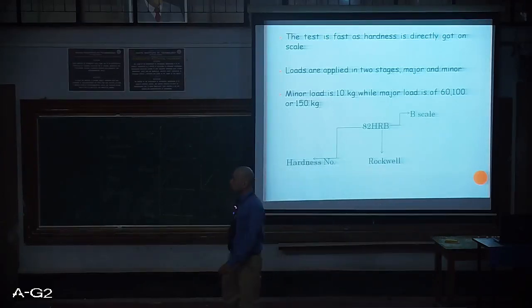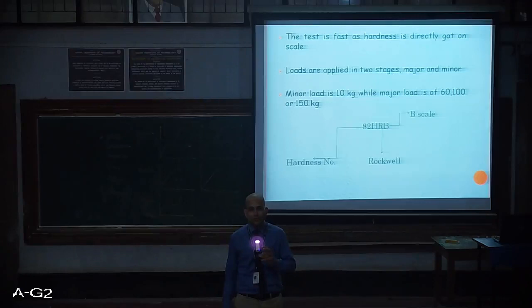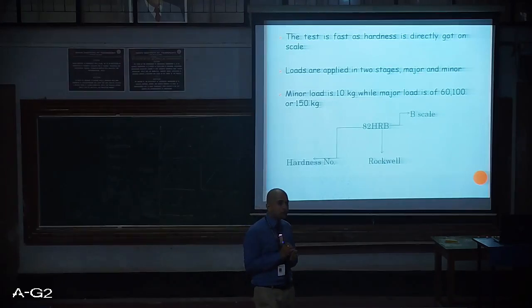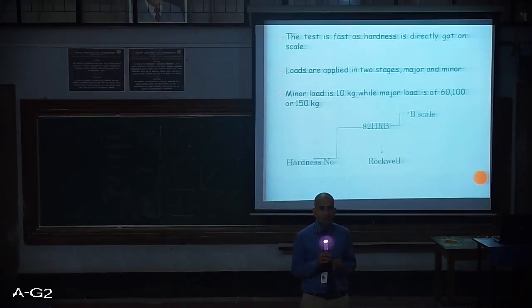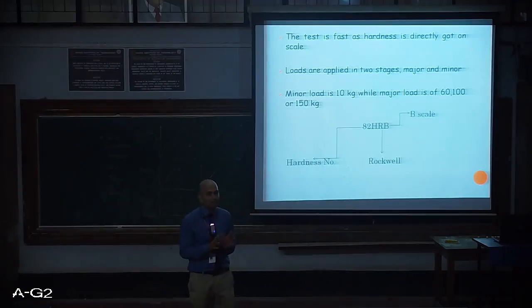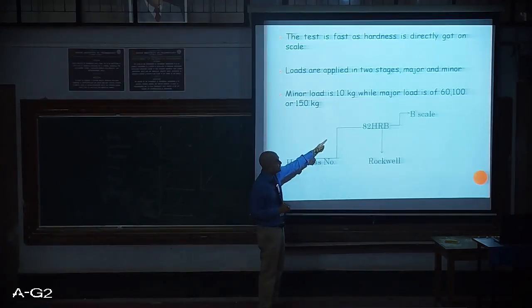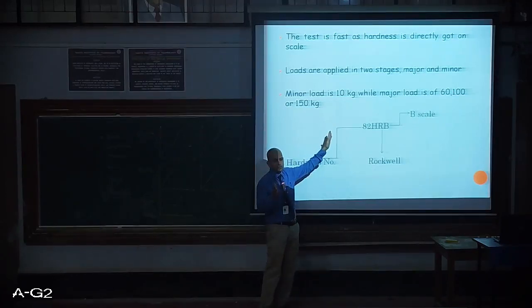Loads are applied in two stages. Remember that in the Rockwell hardness test, two types of loads are applied: one is called the minor load and the other is called the major load. The reason you apply a minor load is to ensure that the indenter is in contact with the material. Sometimes the material has scales, oxides, burrs and so on, which will not ensure that the indenter is in direct contact with the material. To ensure this, you apply a minor load. Then you apply the major load to find out the hardness of the material. The minor load is always 10 kg, while the major load varies from 60 and 100 to 150 kg, depending upon the material.